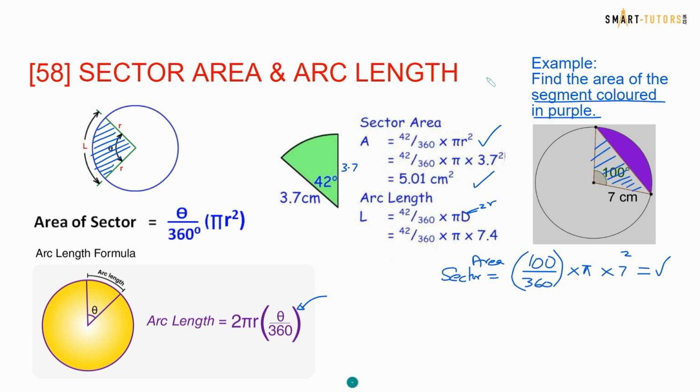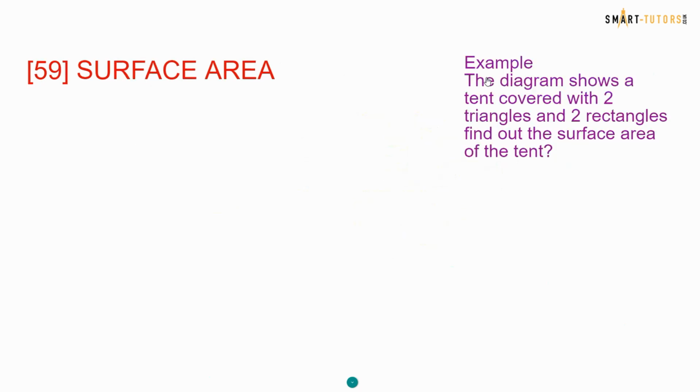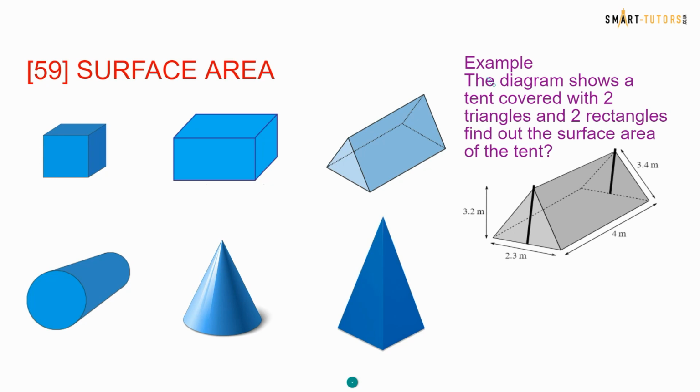area of the triangle. So triangle area, but how to do the triangle area in trigonometry, we haven't revised yet, but as a formula, half a b sine c. So use that one to find out half times 7 times 7 times sine 100. So you get the answer for that one. From the sector area, if you take away the triangle area, you will get the segment area. That is the method to do that one. That is topic 58.